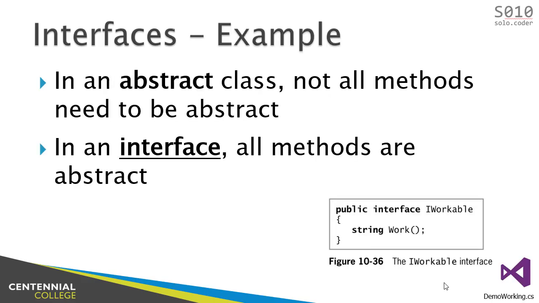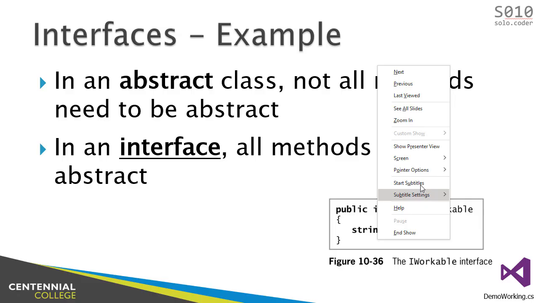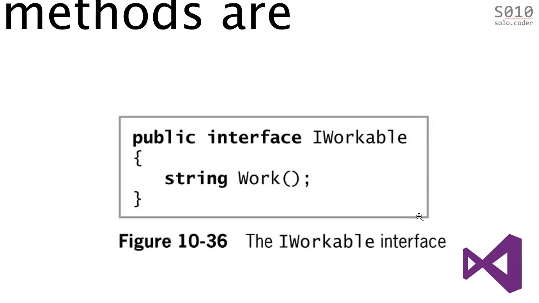Let's see if there's an example here. IWorkable is a typical interface. It has a method which is abstract, so automatically the method is abstract. We don't even have to use the keyword abstract. As you can see, we don't have abstract here, but it's an abstract method. If a class inherits from IWorkable, I have to provide an implementation for work.